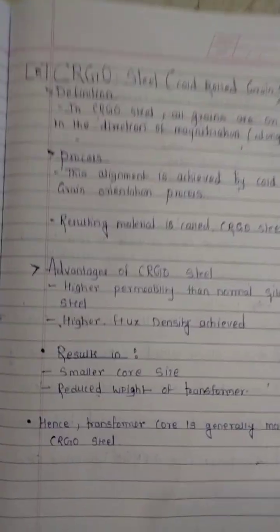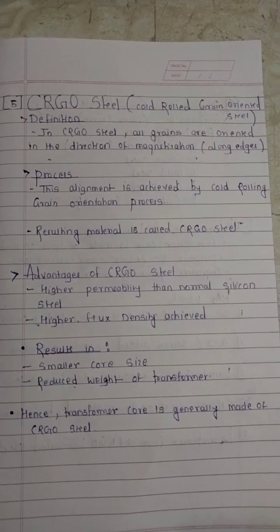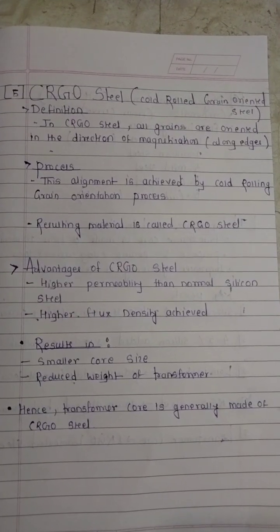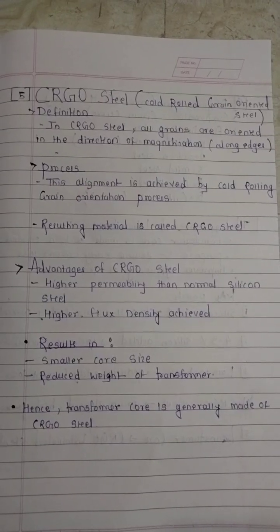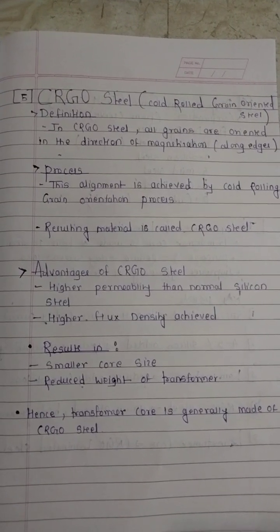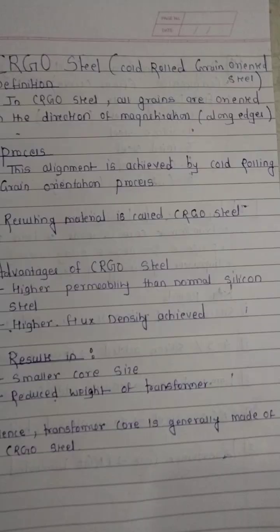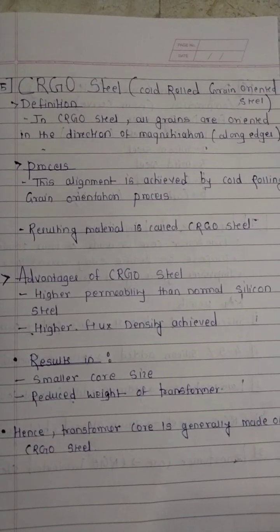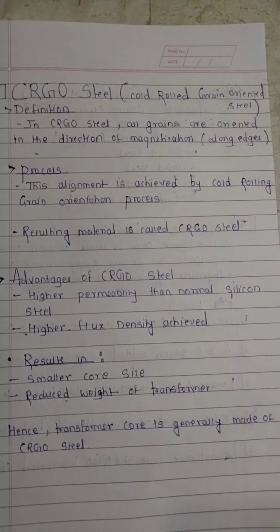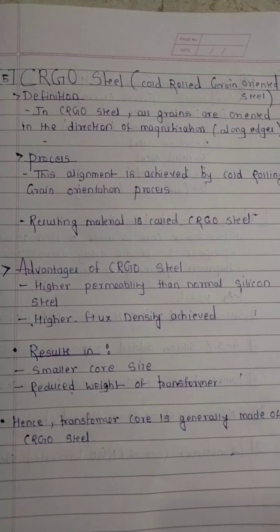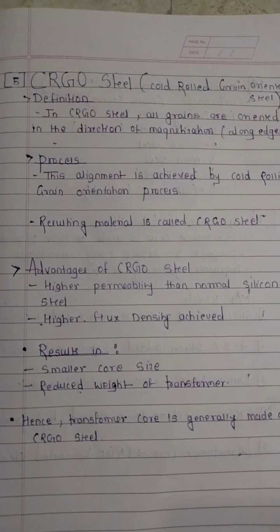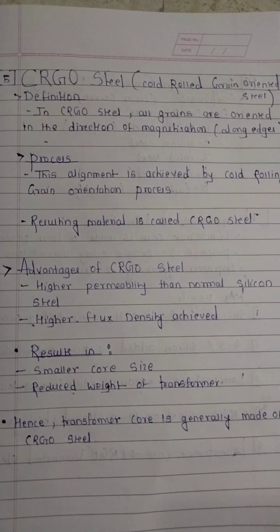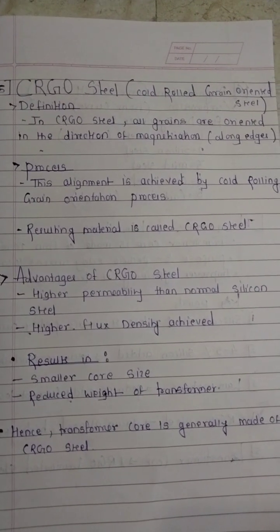But in CRGO steel, that is cold rolled grain oriented steel, the definition is, all the grains are oriented in the direction of magnetization, that is along the edges. This alignment is achieved by the cold rolling grain orientation process, and the resulting material is called CRGO steel.